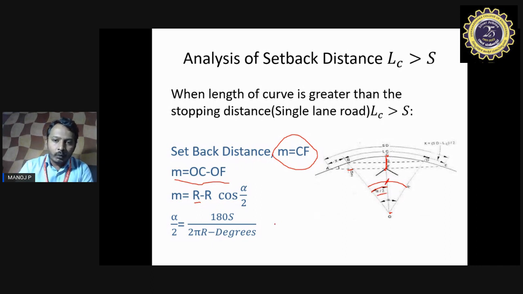Alpha by 2 is equal to 180 S divided by 2 pi R, and that is expressed in terms of degrees. We should know these equations, at least this equation and this equation, in order to calculate the setback distance M. This is the condition when the length of the curve is greater than the stopping sight distance S for a single lane road.